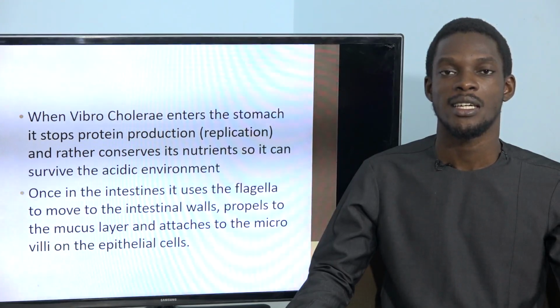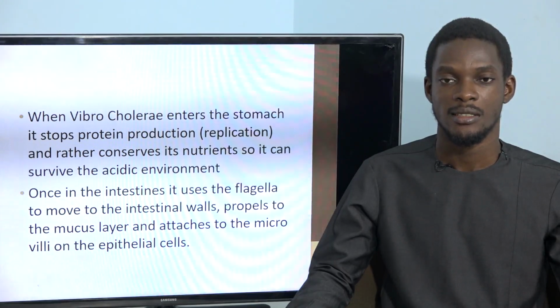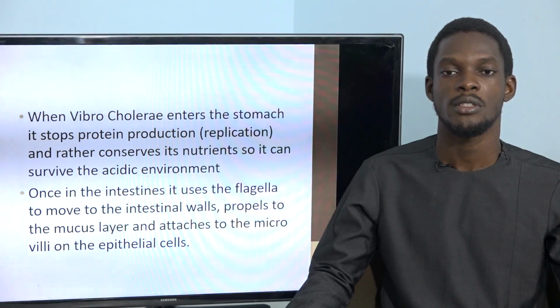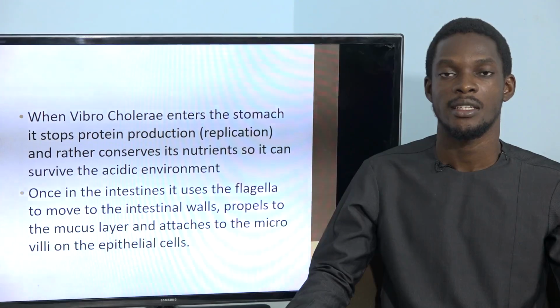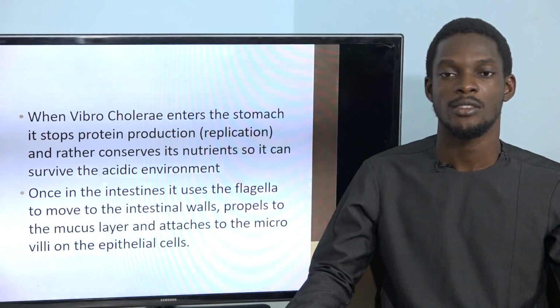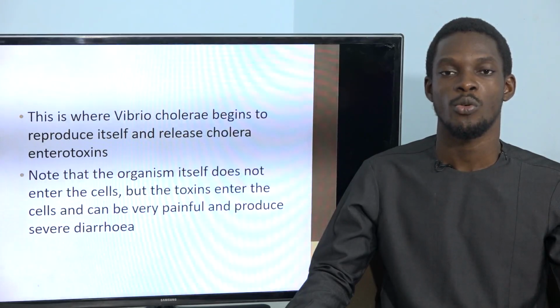Once it enters the intestines by the use of the flagella, it moves to the intestinal walls and propels to the mucous layer and attaches itself to the microvilli in the epithelial cells. You remember how the microvilli are on the superficial surface of epithelial cells. This cholera tends to bind to this microvilli and begins to secrete its own enterotoxins.